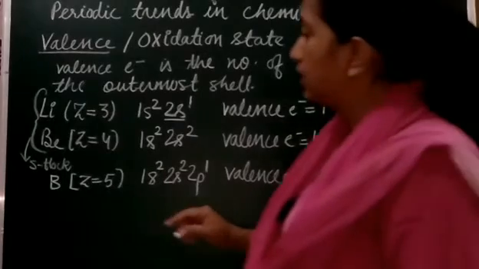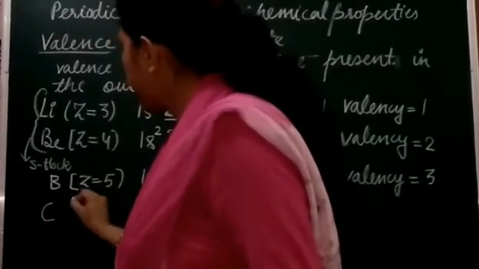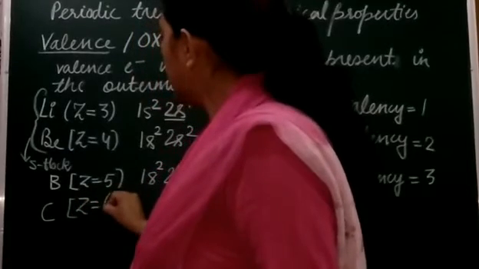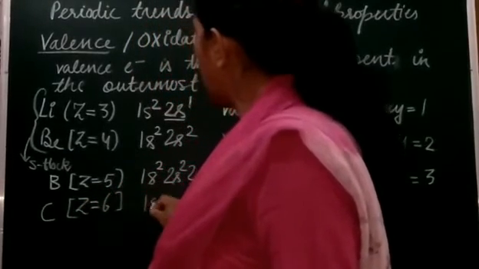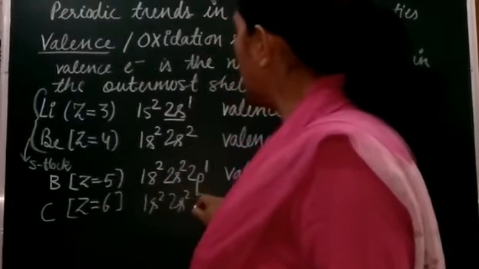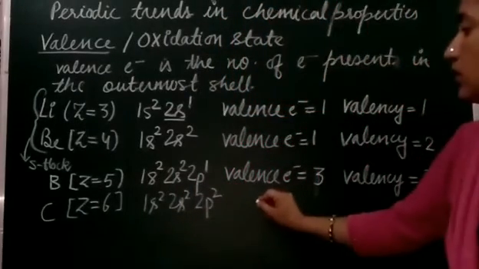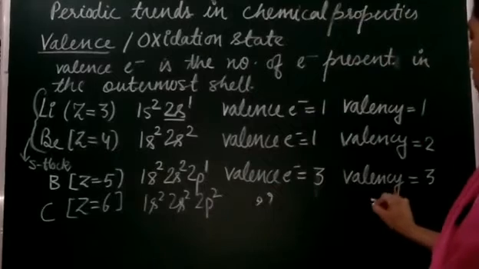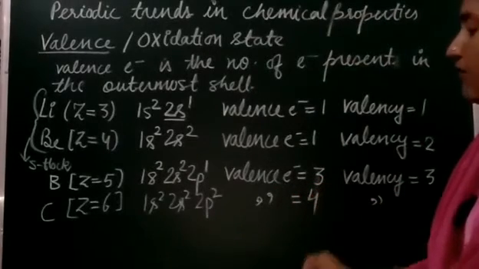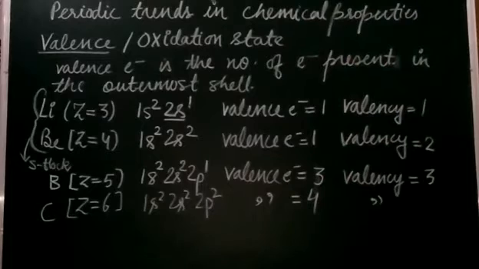Now when we come to carbon, Z equals 6, so it is 1s2, 2s2, 2p2. Now students, here the number of the valence electrons is how much? It is 4. So if the number of the valence electrons is 4 here, in that case the valence of an atom, right, it is also here how much? It is 4.